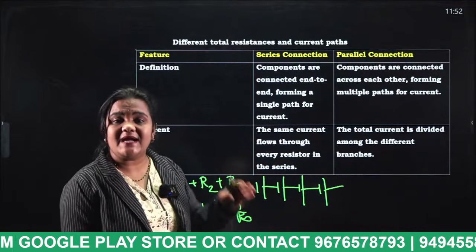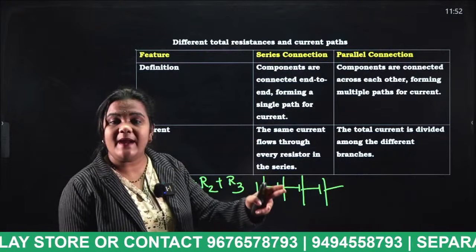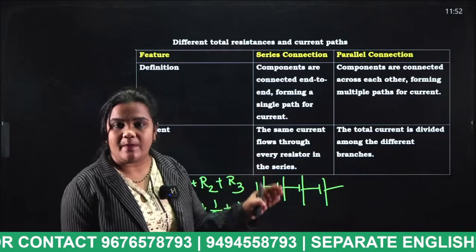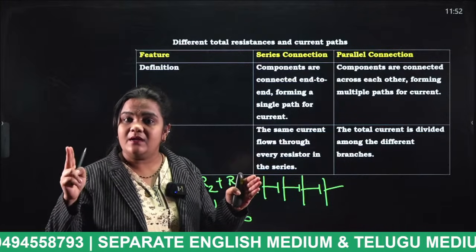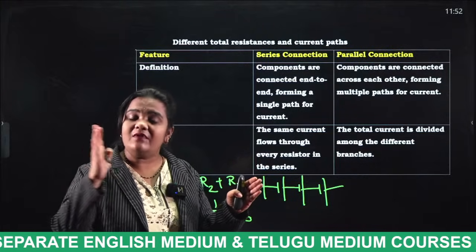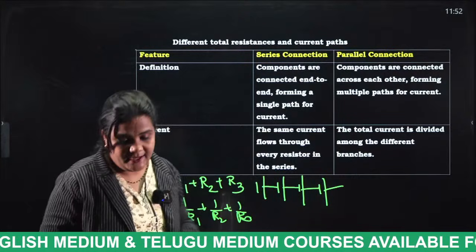Okay, in a series connection, when there is a circuit break, the current flow will be stopped. But in a parallel connection, when there is a circuit break in one branch, the current will flow to the other branch.